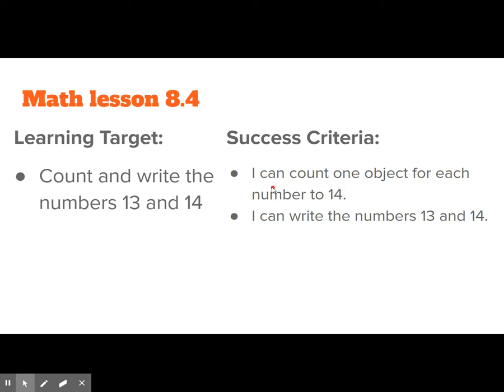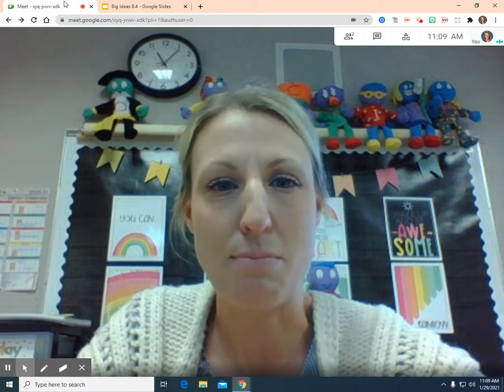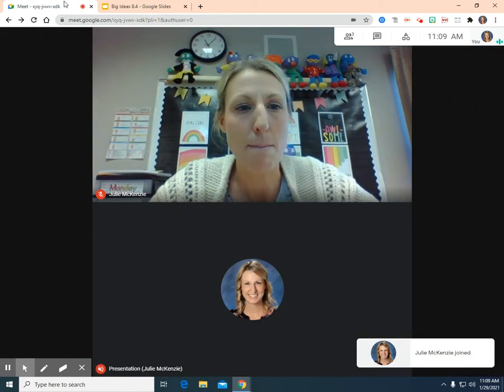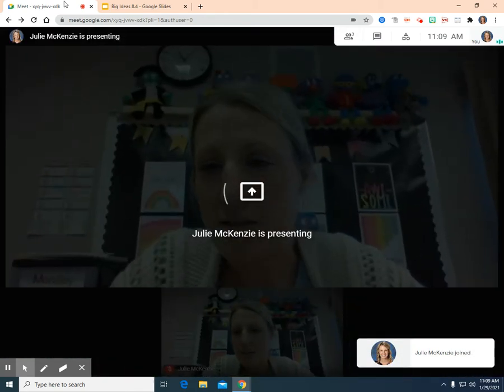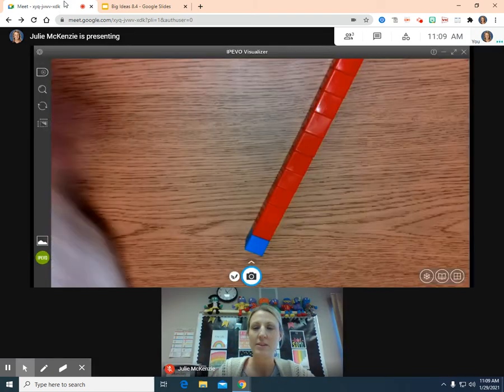And we will know you've been successful with that if you can count one object for each number to 14, and if you can write the numbers 13 and 14. So we're working on counting objects, and we're working on writing numbers. I want to first start out by showing you my cubes. Just let me get this up here for you. Okay, I think you should see this in a second.